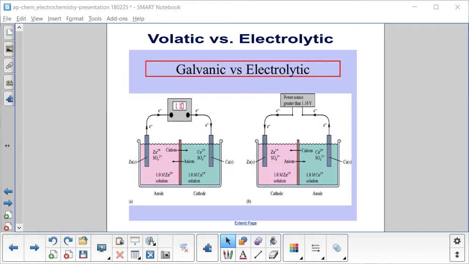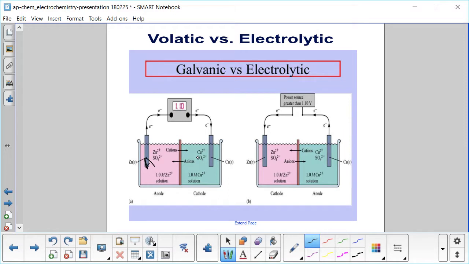So on the left, we have the spontaneous oxidation-reduction happening, and we have an electrochemical cell potential of 1.10 volts. And we see electrons flowing from the zinc to the copper. And so this is where oxidation is occurring. So this is the anode, and then this is the cathode. Electrons flow from anode to cathode, right?